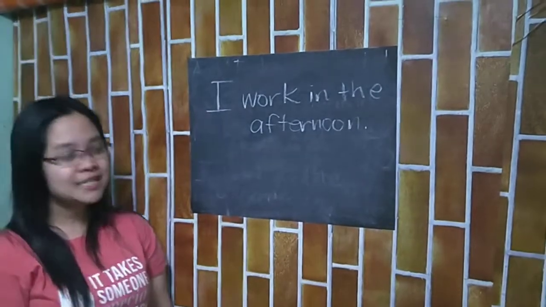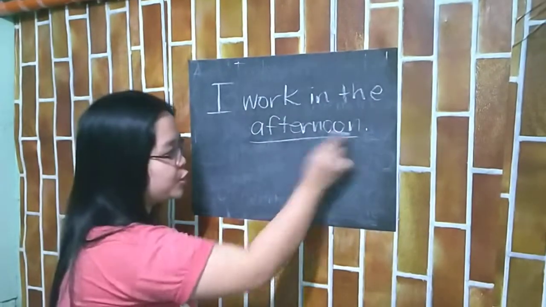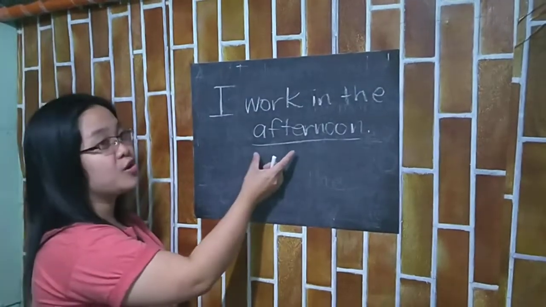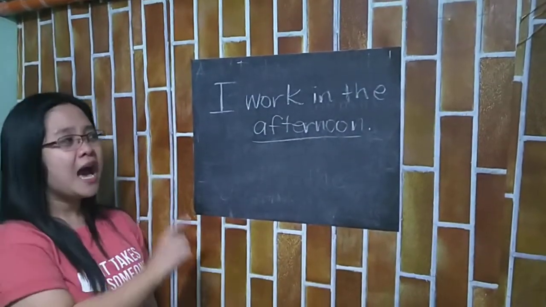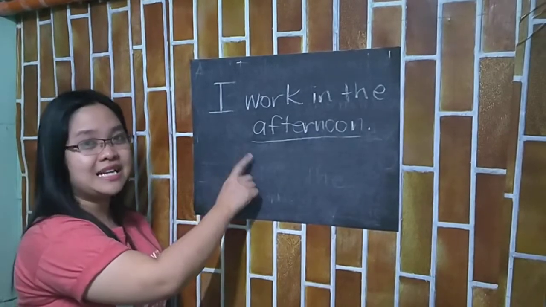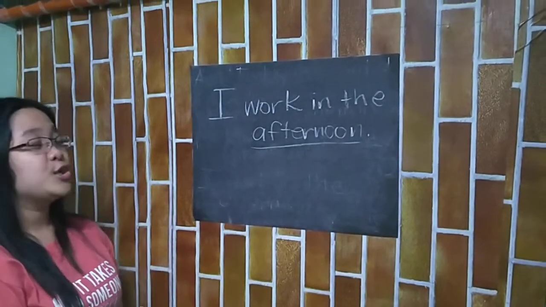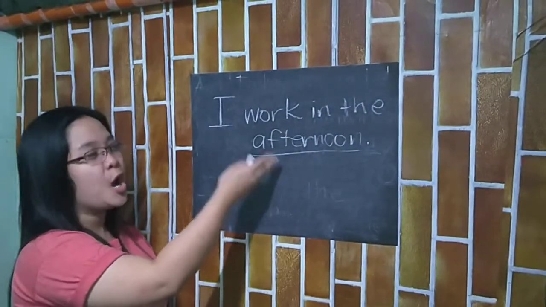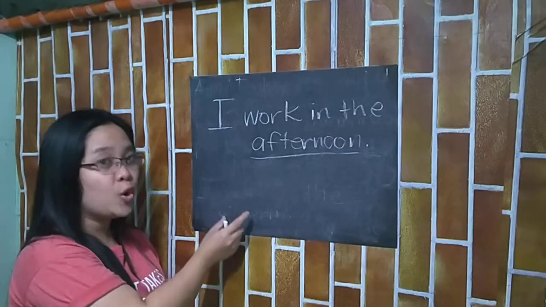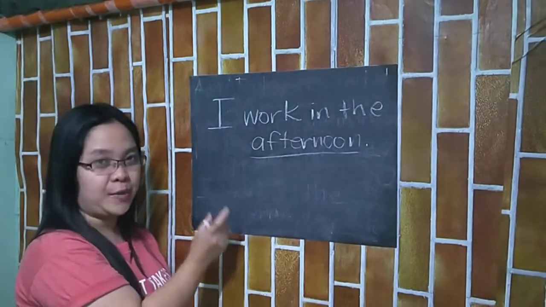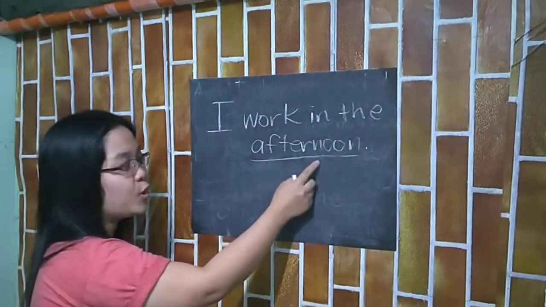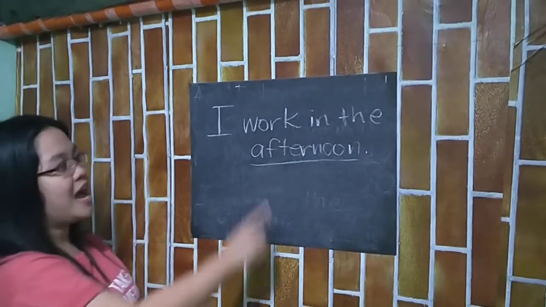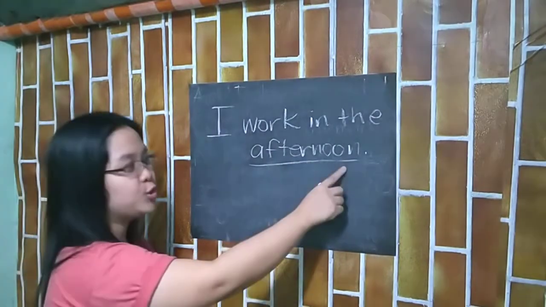Most of us find the word afternoon difficult to read because, as you can see, it is the longer word in our sentence. How can we read this as easily as possible? Basically, in order for us to read this word easily, we have to read it slowly, part by part. Like this. Afternoon.